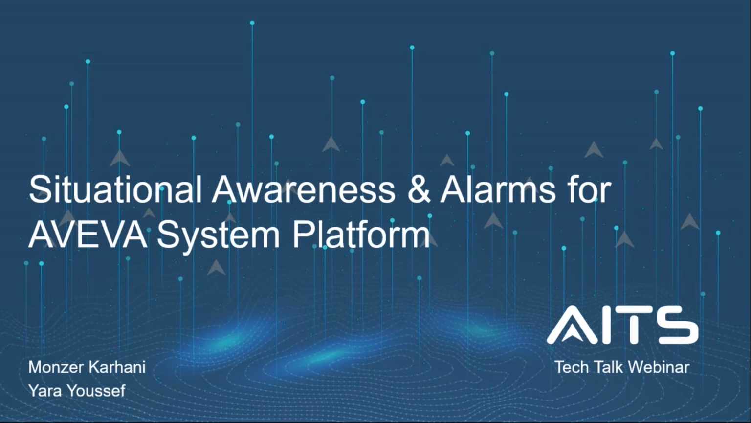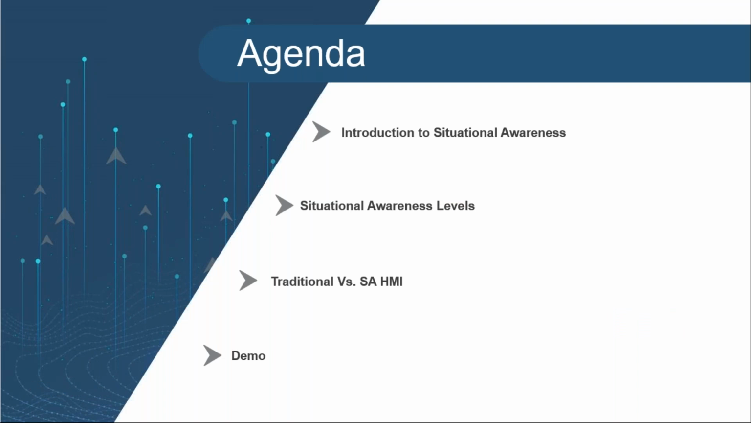Hi, Yara. Hi, Nader. Hello, everyone. This week's webinar will be about situational awareness and alarms for AVEVA System Platform. We will start by introducing situational awareness. Then we will talk about its levels. After that, we will do a comparison between the traditional HMI and the situational awareness HMI. And finally, we will show you a demo in which we will use the situational awareness library, configure alarms, alarm borders, and alarm client control using OMI.